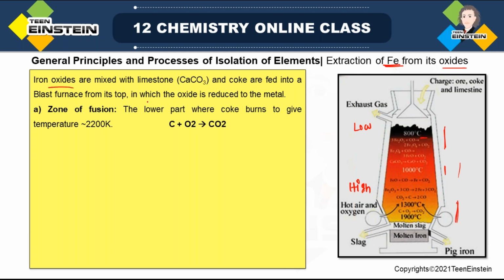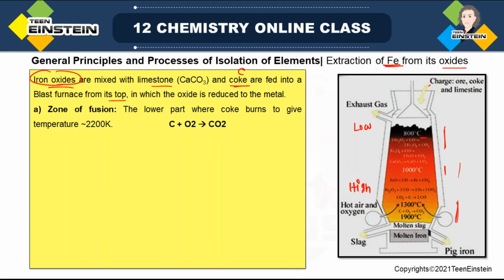Iron oxides are mixed with limestone. So iron oxide is basically the ore from which we are trying to separate iron, that is, we are trying to extract iron. For that, first this iron oxide is mixed with calcium carbonate, which is also known as limestone, and also coke. Coke means carbon. This mixture of iron oxide, calcium carbonate, and coke is fed into the blast furnace from the top.